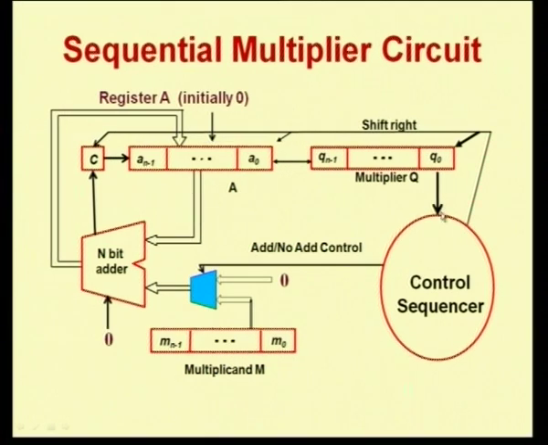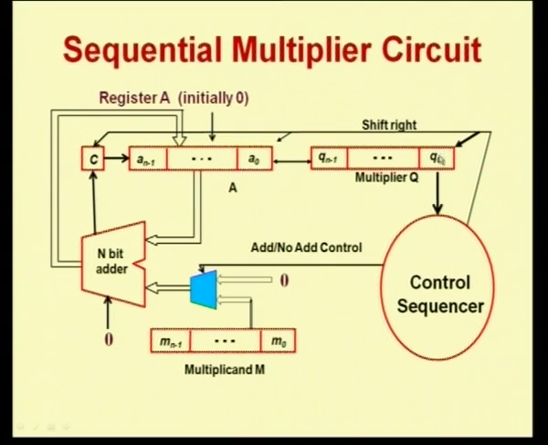So based on that bit, again the control sequencer will determine whether an addition needs to be done with the multiplicand or whether a 0 needs to be shifted in. So again the same process will take place. Now this same process will take place n times. So you will have n shift right and add operations. At the end of these n shift right and add operations, you will find that the partial product, which is a 2n bit number, will be available in both these two registers put together. That is, A and Q together will hold the final product for you.